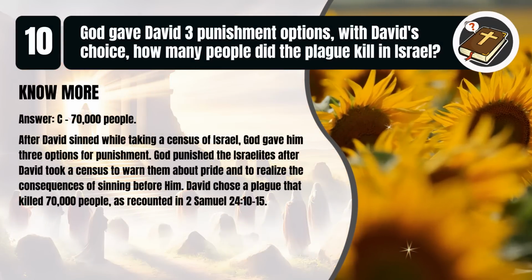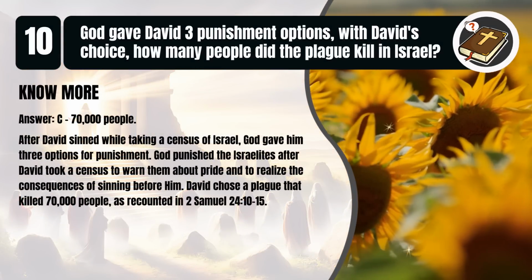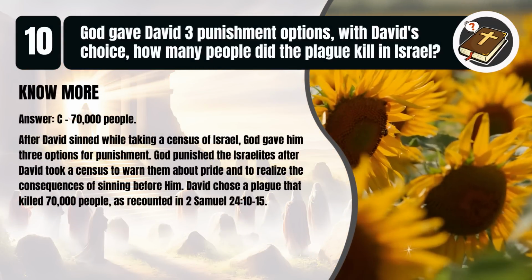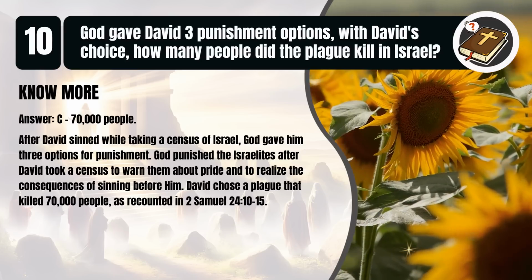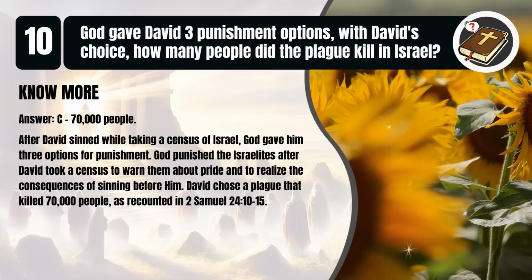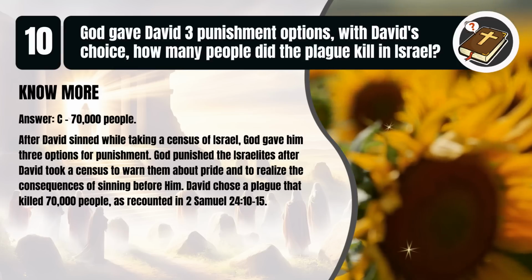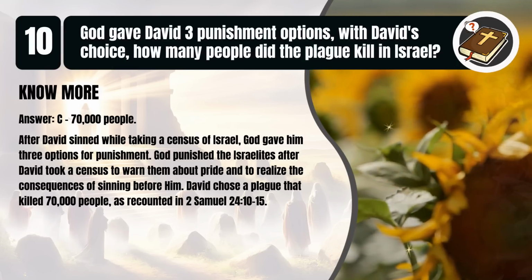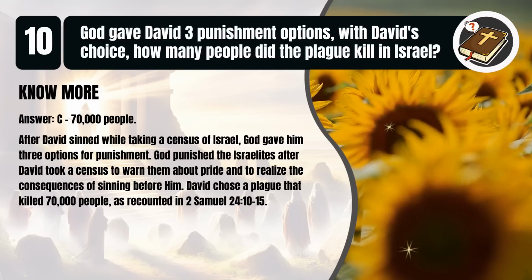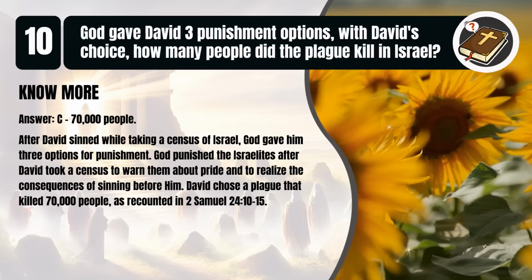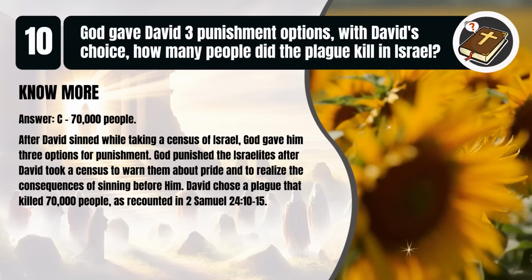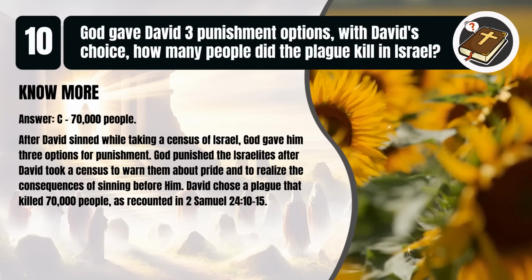That's C. 70,000 people. After David sinned while taking a census of Israel, God gave him 3 options for punishment. God punished the Israelites after David took a census to warn them about pride and to realize the consequences of sinning before him. David chose a plague that killed 70,000 people, as recounted in 2 Samuel chapter 24, verses 10 to 15.